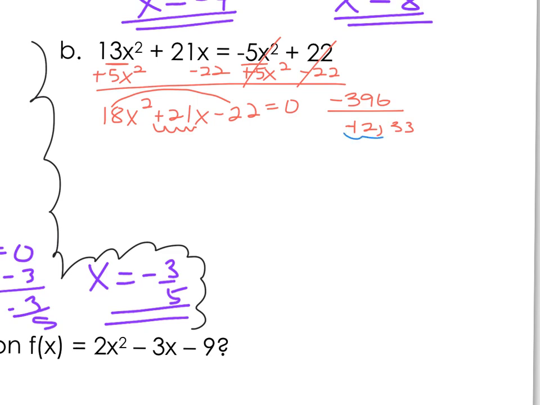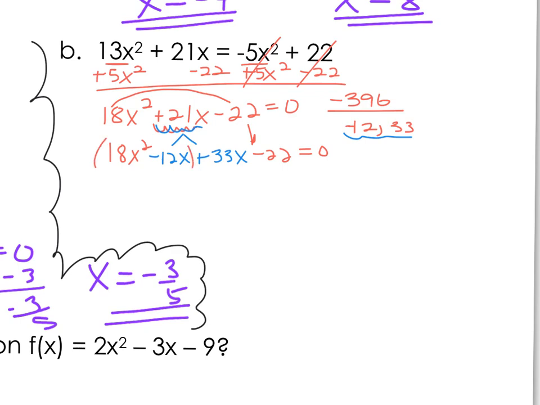So these two will give us 21x. I'm going to put minus 12x first and then positive 33x second. If we added them together, then we'd get back to that 21x. From there, again, we're just going to drop that first term straight down, 18x squared, and then drop that constant down, minus 22, all the while remembering to set it equal to 0.